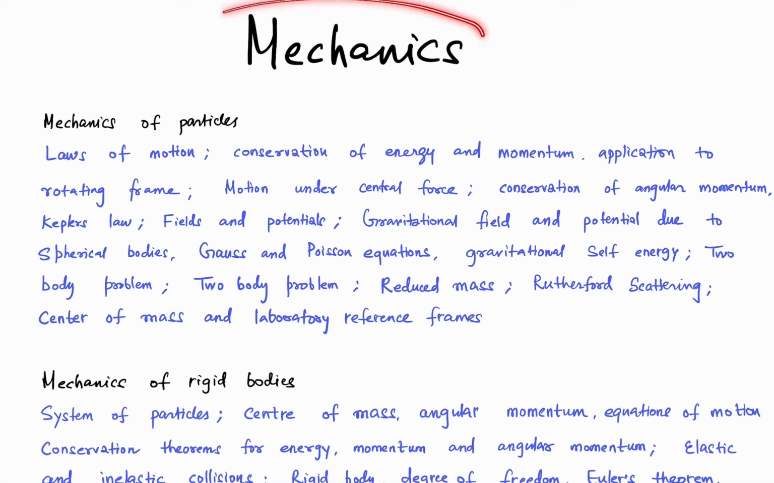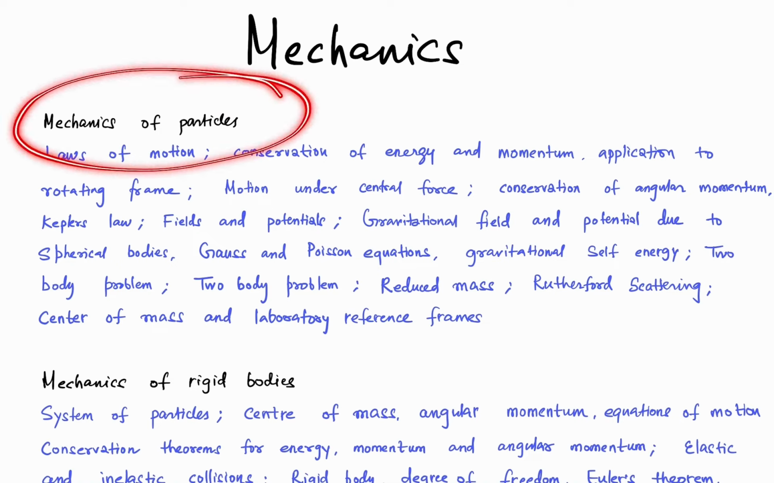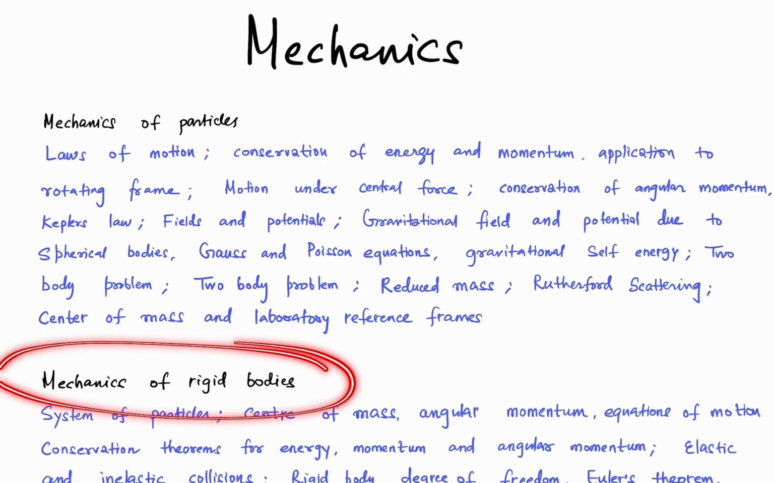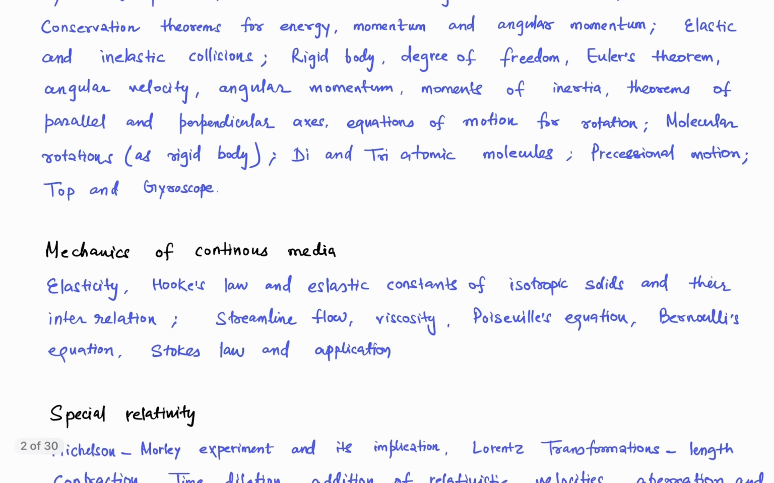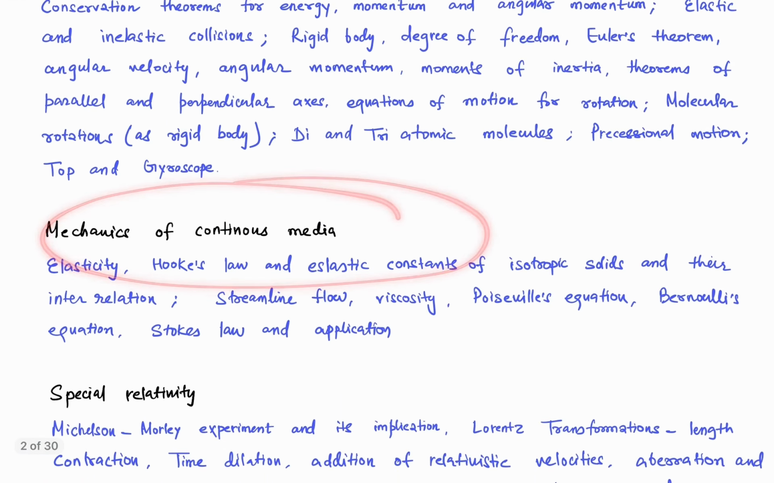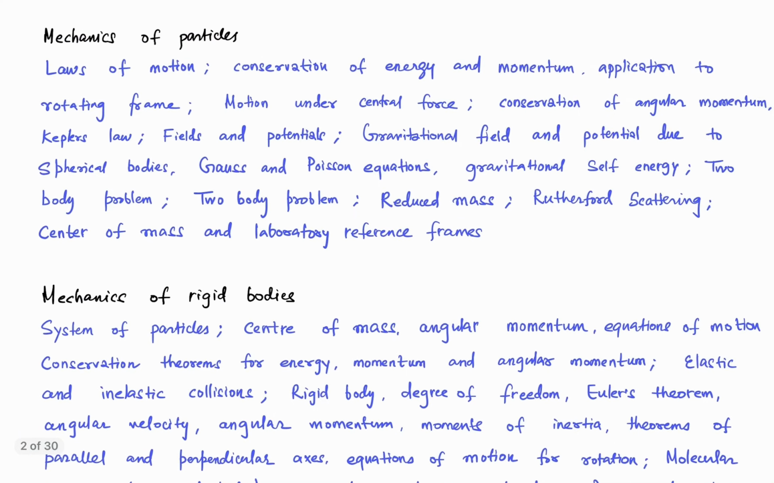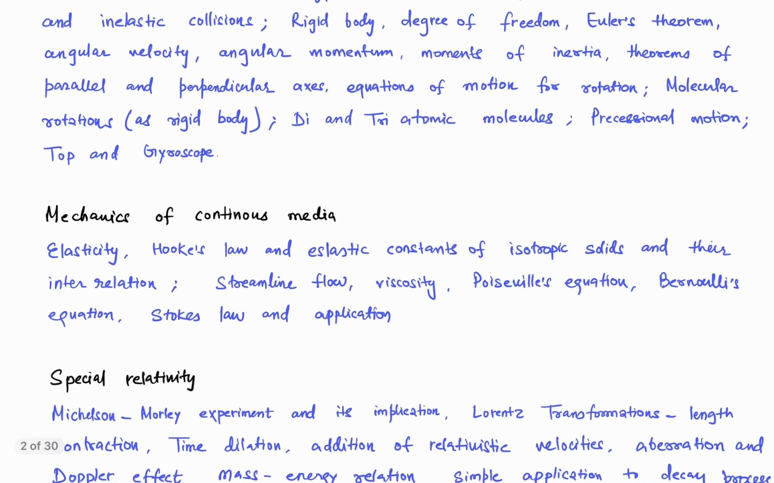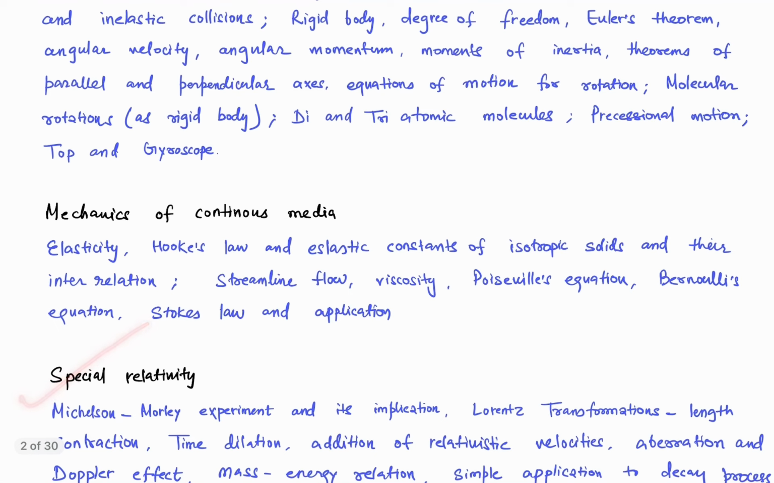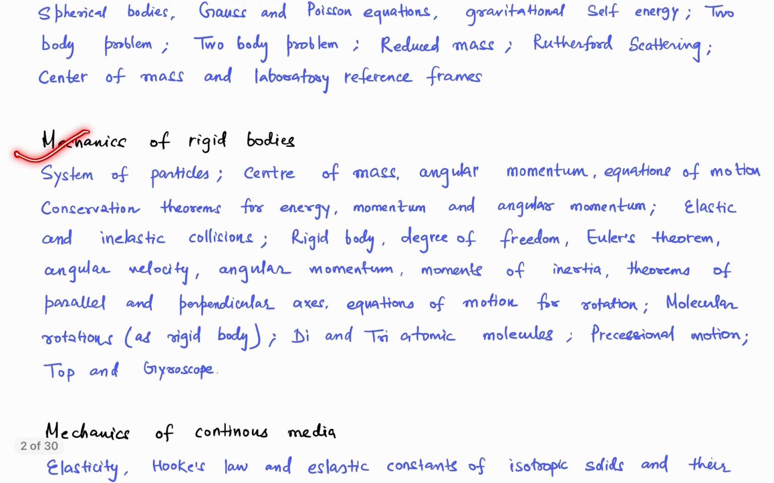So this is the exact syllabus from the UPSC notification, and here we have to study four broader subtopics. They are mechanics of particles and mechanics of rigid bodies. Then we need to study mechanics of continuous media and special relativity. Right now we have planned that we will cover mechanics of particles at first, then we will cover special relativity, then mechanics of continuous media, and at last mechanics of rigid bodies.